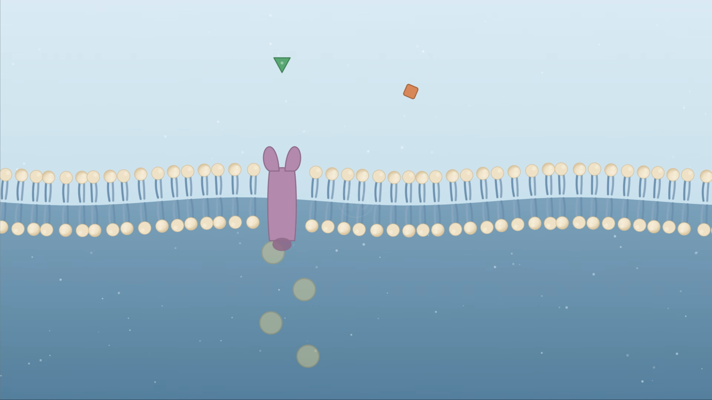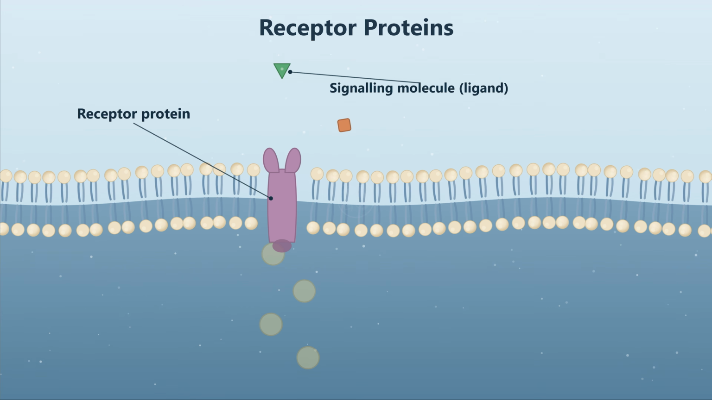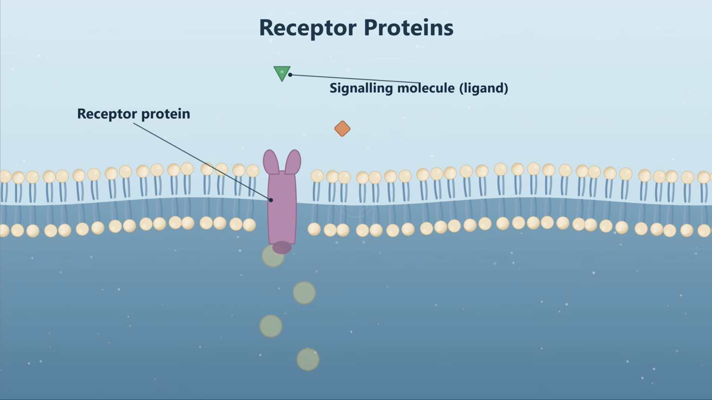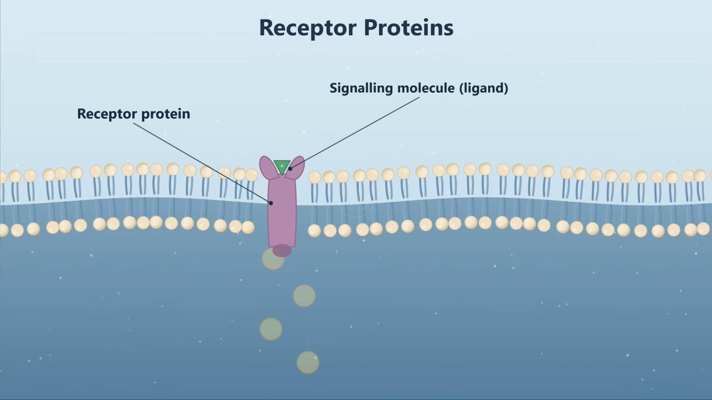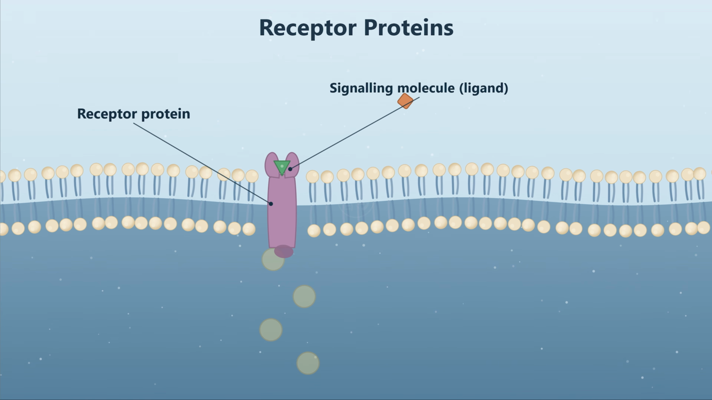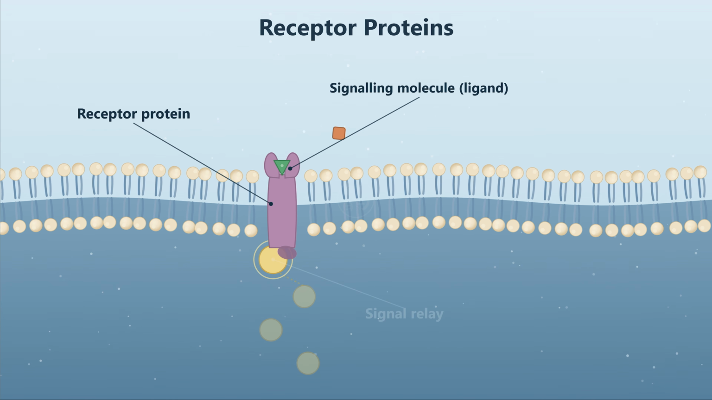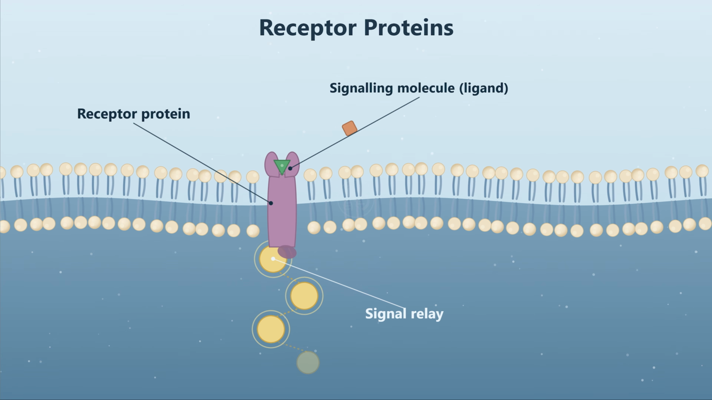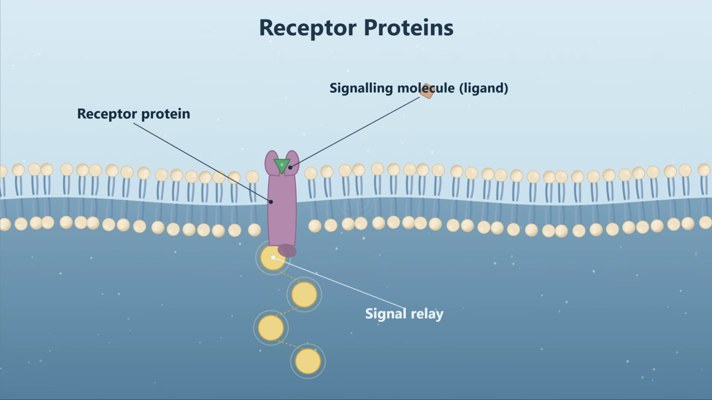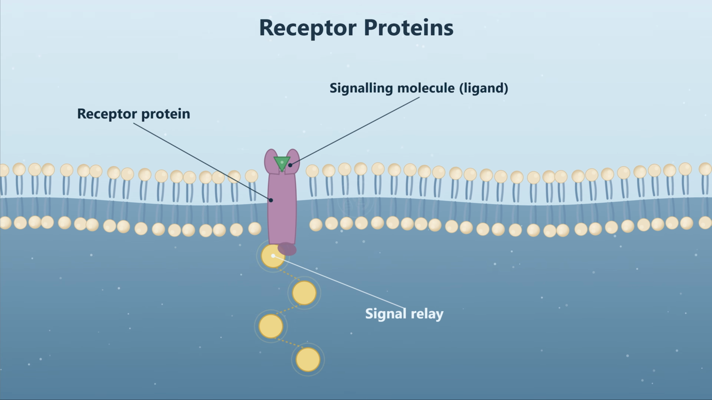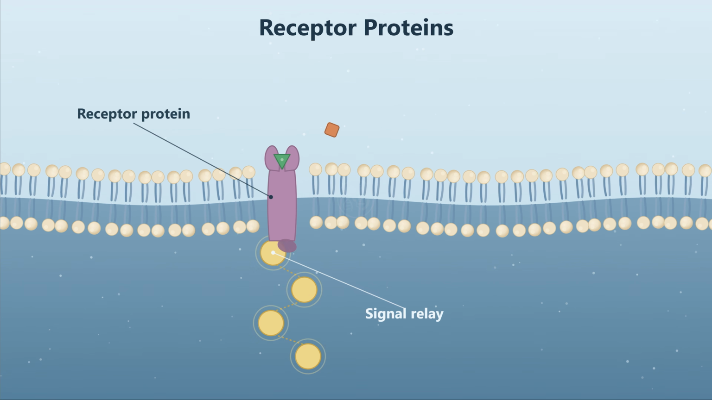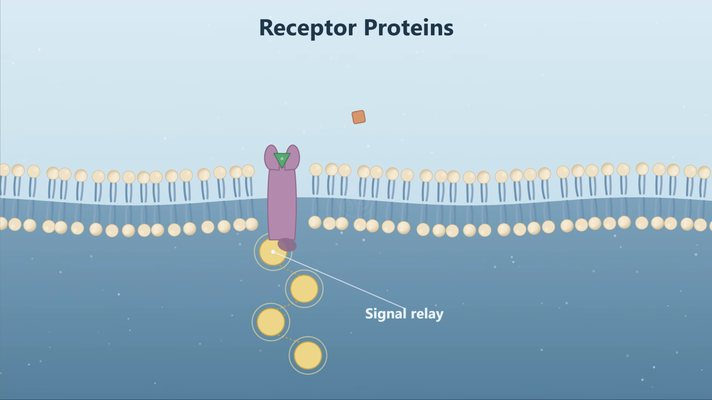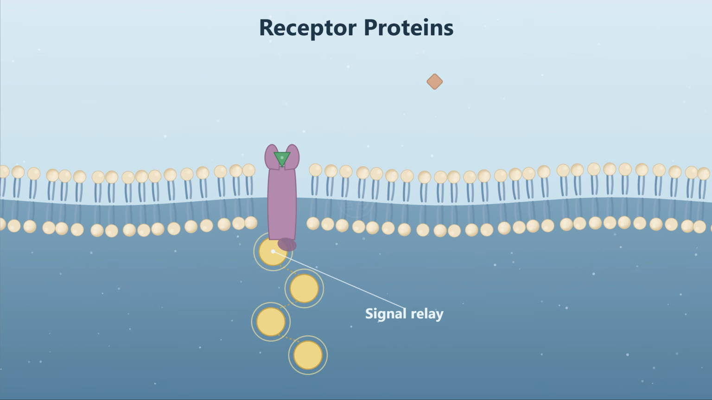Receptor proteins allow cells to detect information in their surroundings. A signaling molecule with the correct chemical shape binds to an extracellular site on the receptor. This binding changes the receptor's conformation and activates proteins inside the cell. The signal is transmitted across the membrane even though the signaling molecule itself may remain outside.